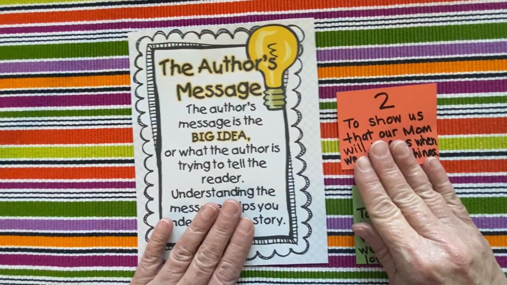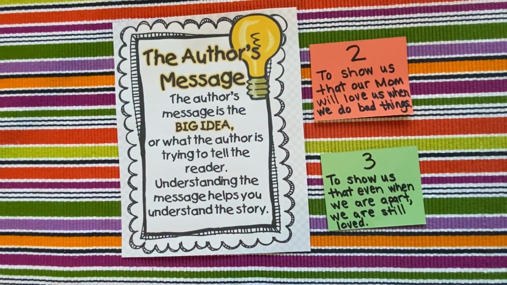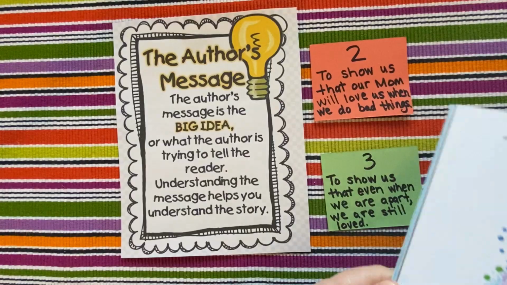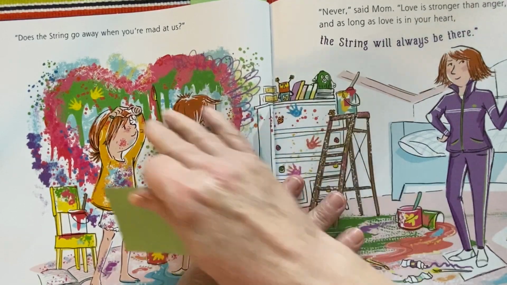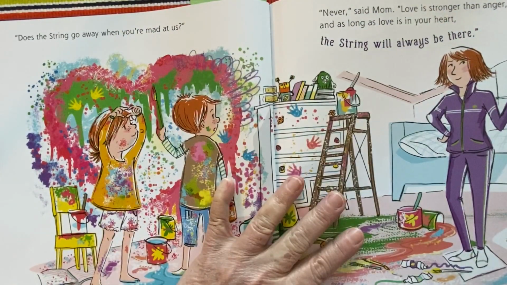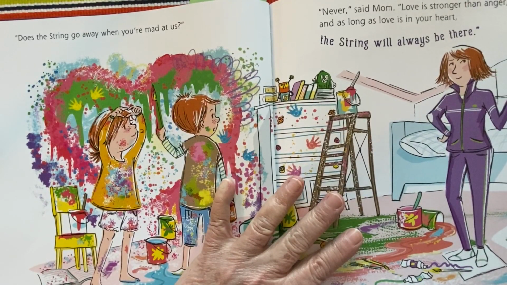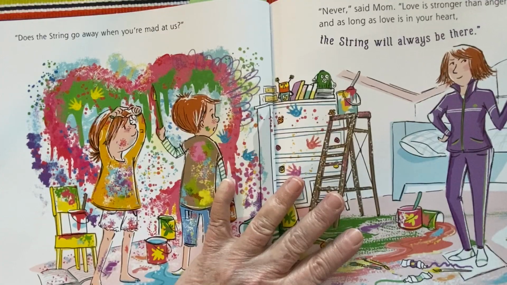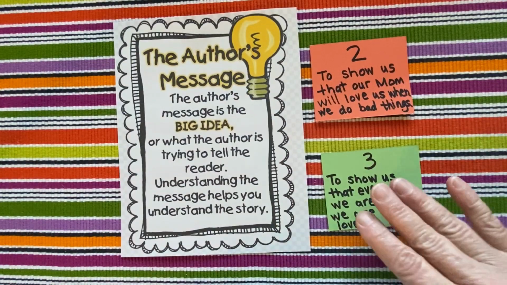That's when it gets a little bit tricky, because I know in the story it talks about both of these things. For instance, number 2 says to show us that our mom will love us when we do bad things. Did that happen in the story? Well, let's see. Remember this page? They talked about when you're mad at us, will we still have the string? Will the love still be there? And she says, yes, the string will always be there. So I'm thinking, well, maybe that one.